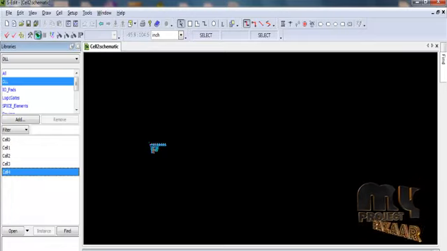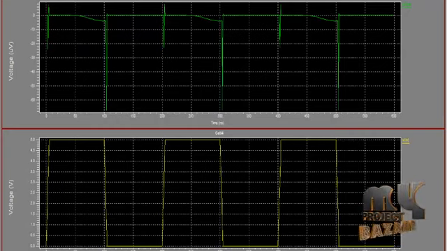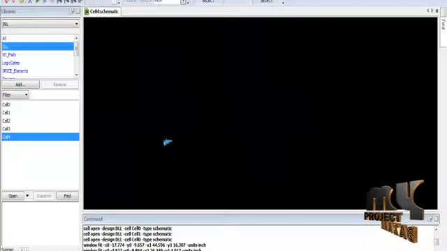Select cell 4 and start the simulation. This is the final output of the frequency multiplier.